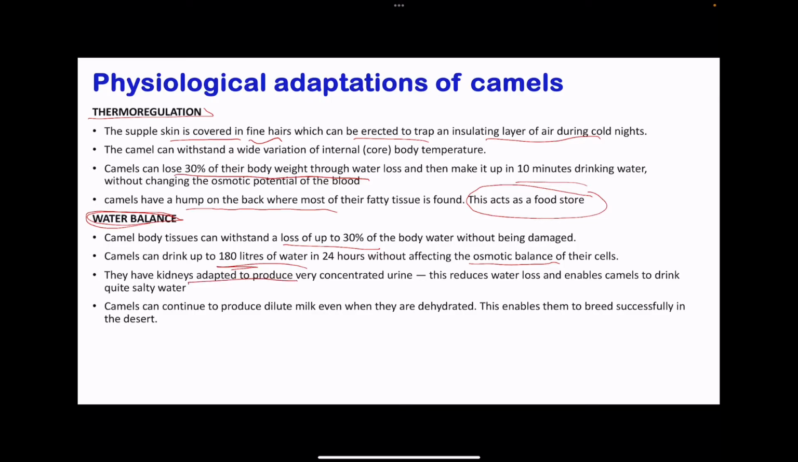Their kidneys are adapted to produce very concentrated urine. Of course, camels do have longer loops of Henle in order to produce more concentrated urine so that more water is going to be reabsorbed. And camels can continue to produce dilute milk even when they are dehydrated, and this enables them to successfully breed in the desert environment.